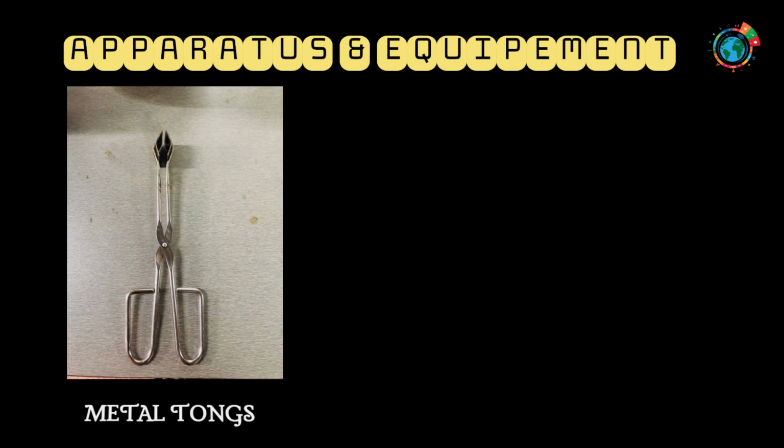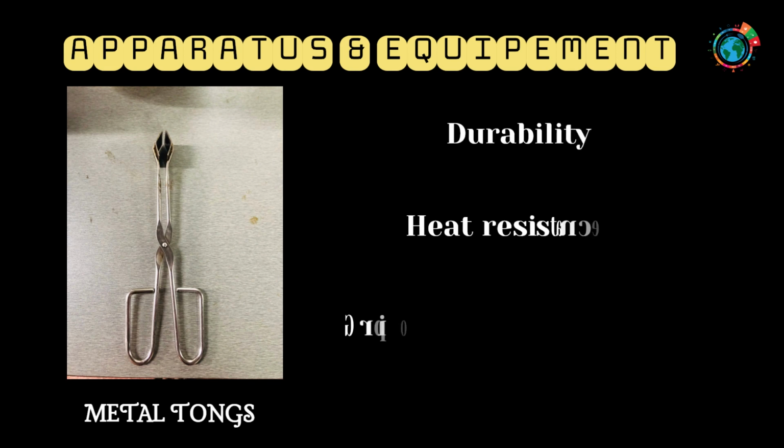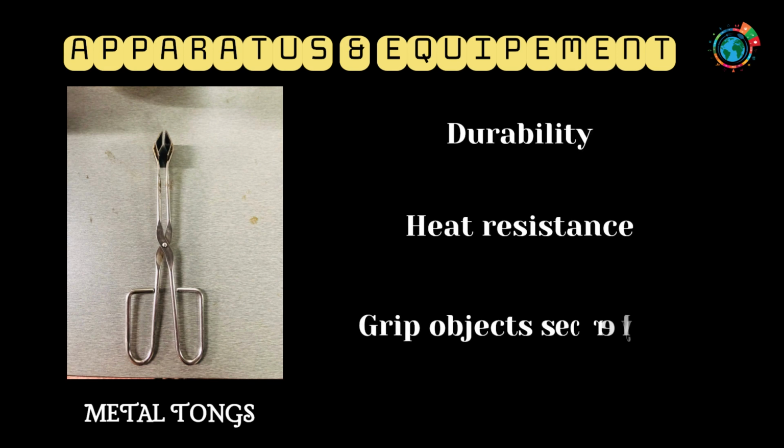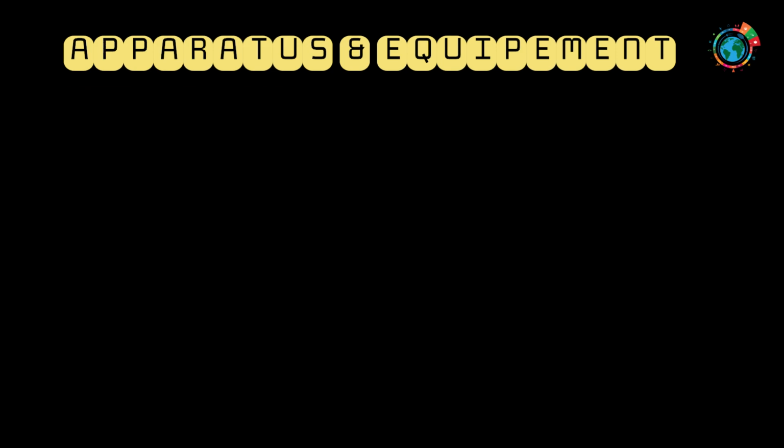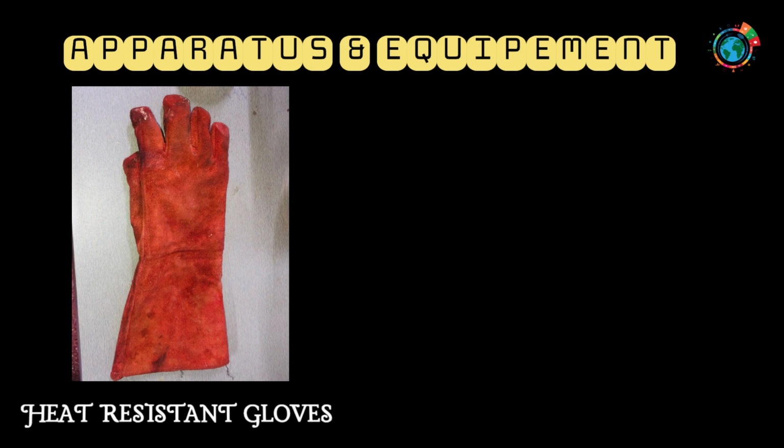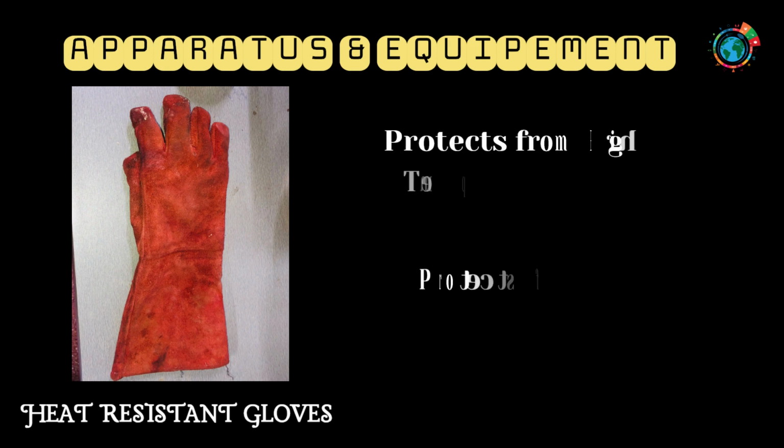6. Metal tongs. They are valued for their durability, heat resistance, and ability to securely grip objects. They are essential tools in both domestic and professional environments, offering convenience and safety when handling hot or delicate items. 7. Heat-resistant gloves. Heat-resistant gloves are specialized gloves designed to protect hands and wrists from high temperatures and potential burns.